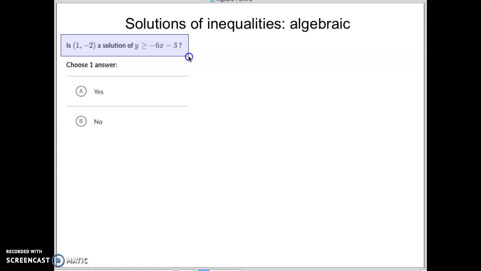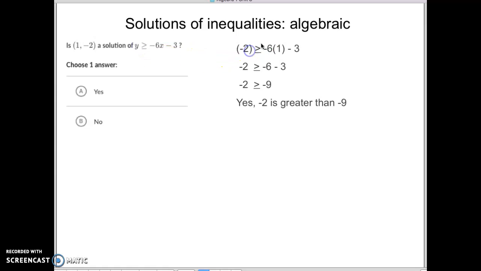So basically all we have to do is take the x value, plug it in for x, and take the y value, plug it in for y, and see, is this thing true or not? So you're going to see I plugged in the -2 for the y value, I plugged in the +1 for the x value, and I'm going to solve it.